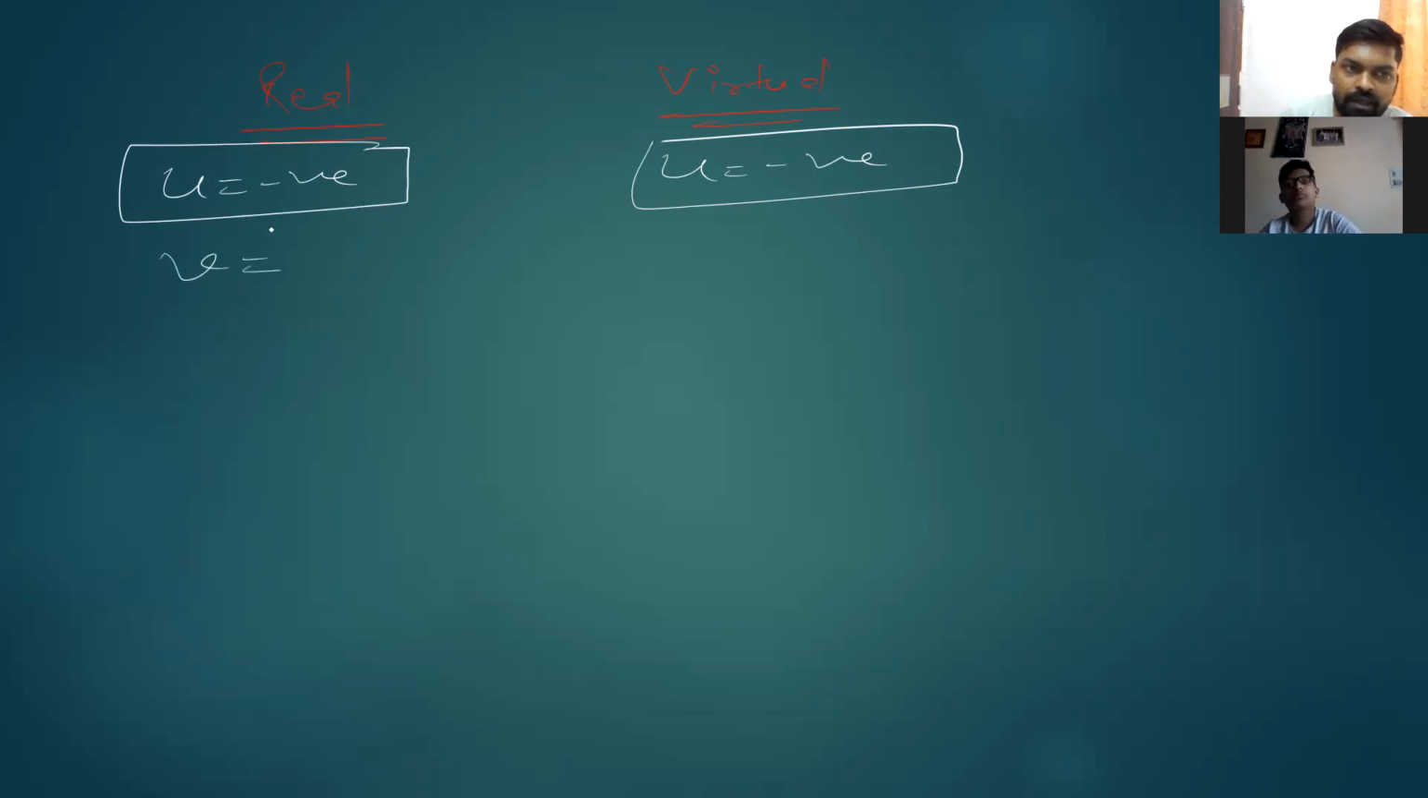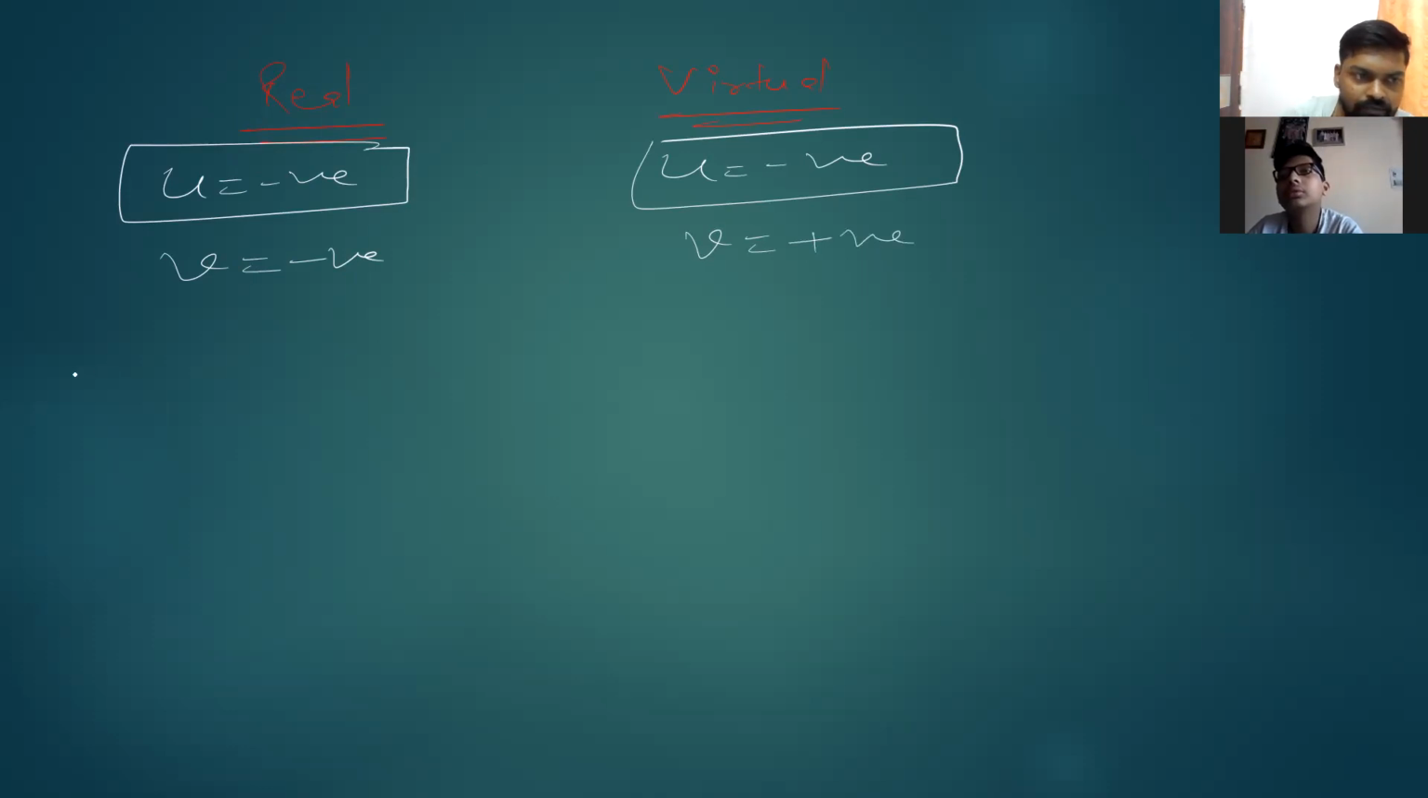Tell me, for a real image, will v be positive or negative? Negative. Very good. And for virtual image, v will be positive.